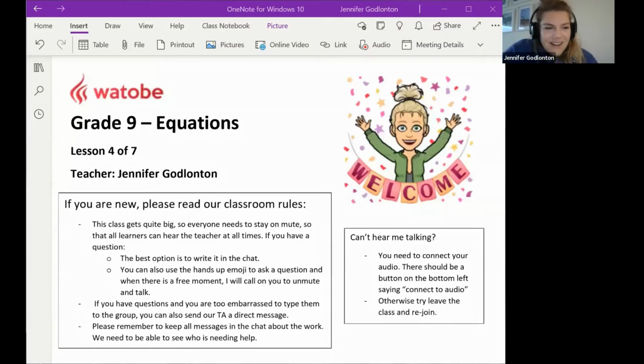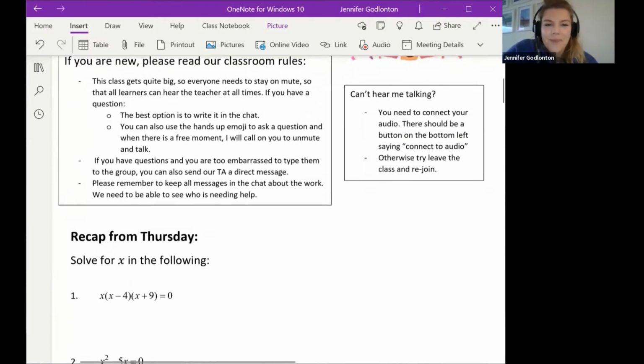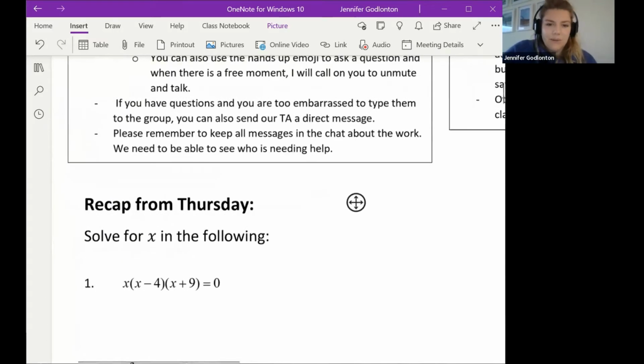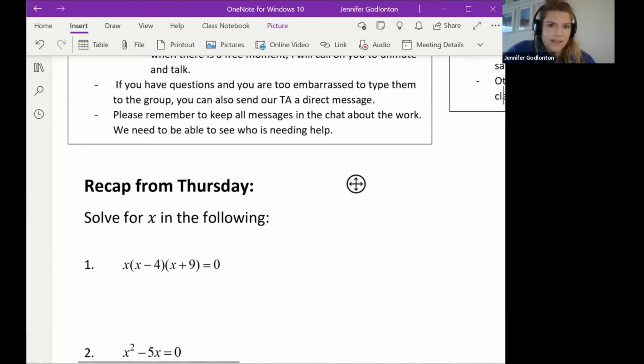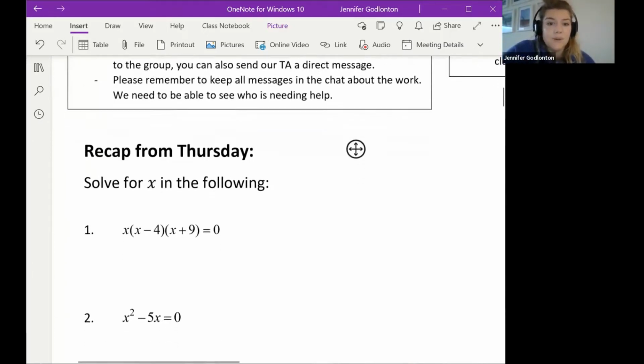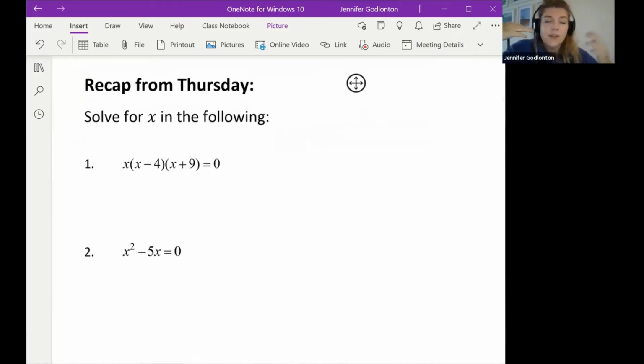Okay, so let's get off. Let's try to do a quick recap of what we did on Thursday. If you are brand new, please don't panic. We're going to go through all of the stuff that we did on Thursday, a little bit today, and then we're going to go through some new questions. But what we've been focusing on is quadratic equations, or equations that might even be more than quadratic, when we have more than one answer for x.